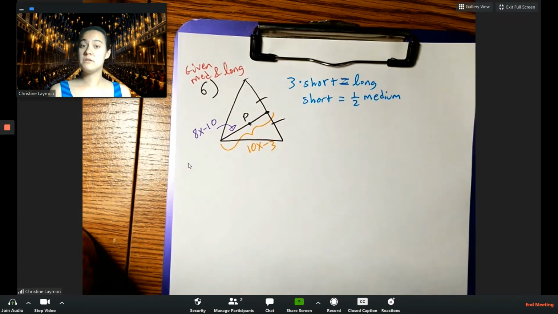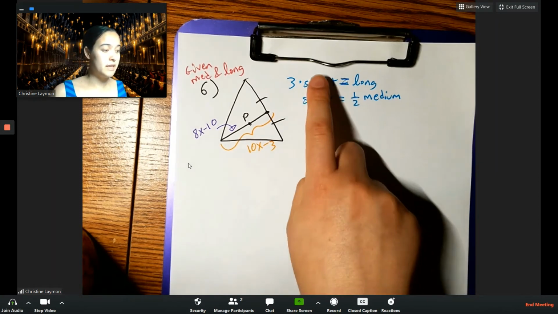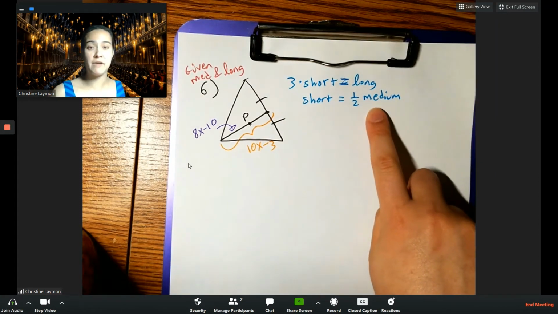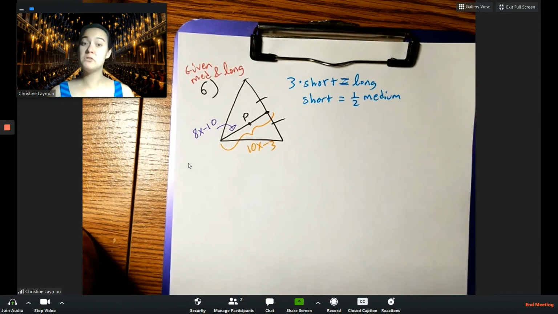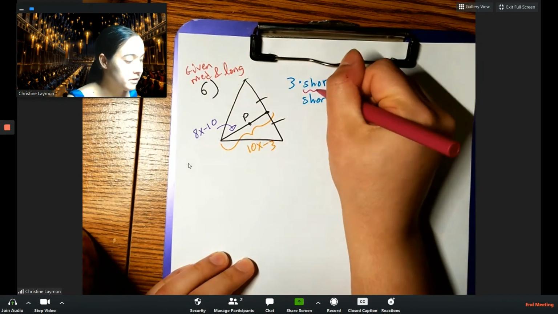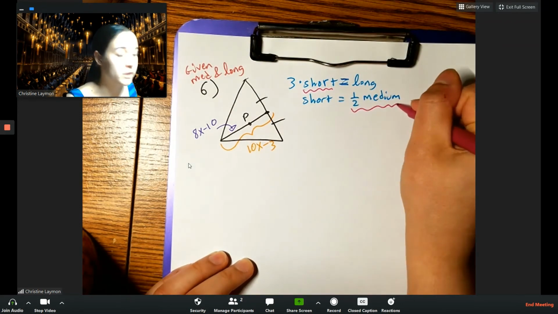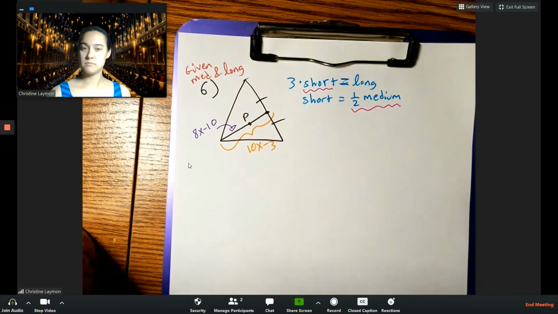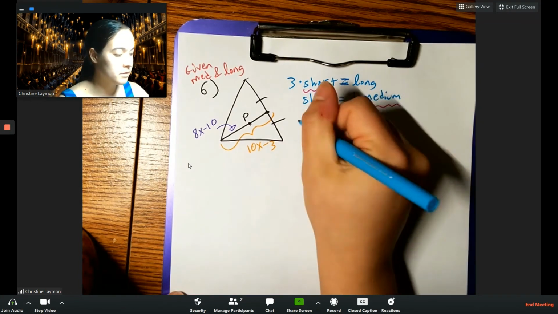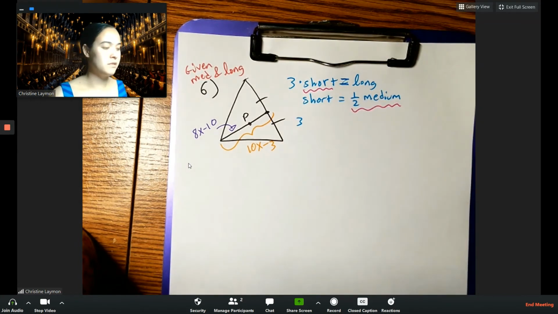Well, let's go ahead and use substitution. Replace this short with half medium. Let me go ahead and underline it here. This here is going to become what I see right there. So what I'm going to get out is 3. Let's think of this as 3 over 1 for a moment.